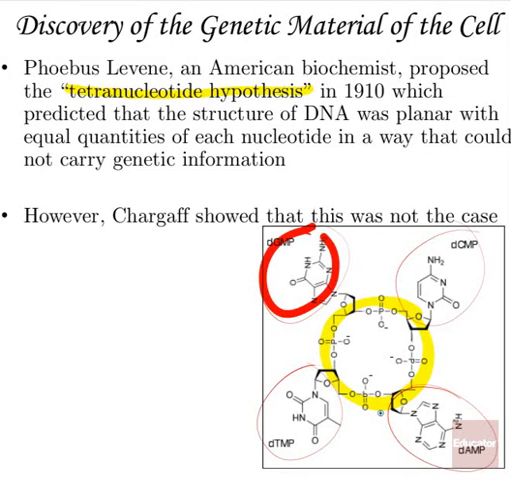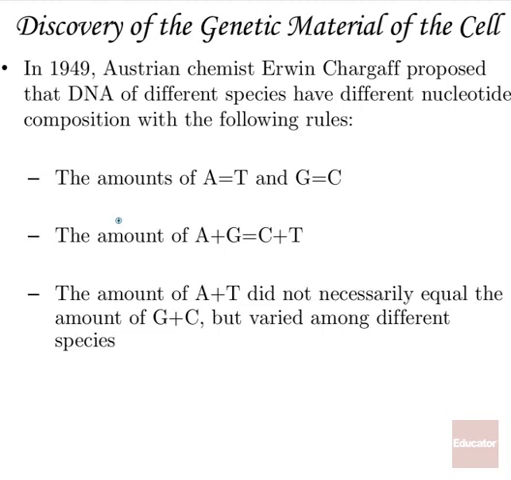Now, luckily, due to this planar prediction, where we had all four equal in the same plane all the way up, we had another researcher named Chargaff showing that this wasn't the case. So in 1949, we have an Austrian chemist, Erwin Chargaff, proposing that DNA of different species have different nucleotide composition, and they always follow this rule. The amounts of adenines always equal the amount of thymines, and the amounts of guanines always equal the amounts of cytosines. The amounts of A's and G's always equal the amounts of C's and T's.